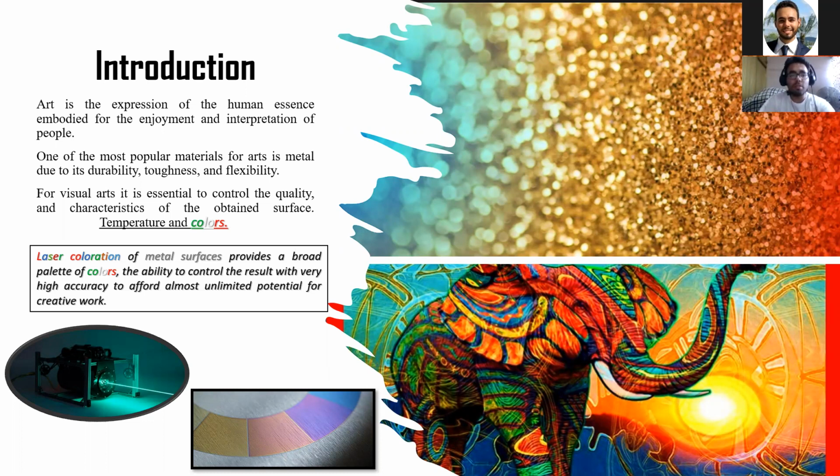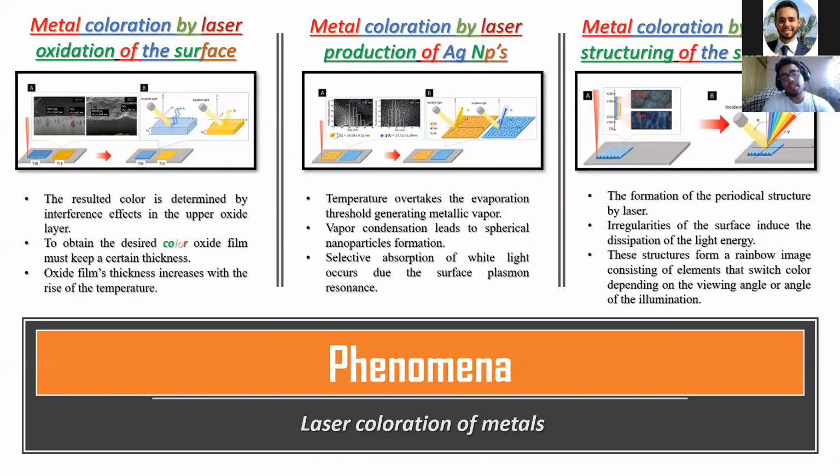The experimental results of this paper are separated into three methods. First, we have the metal coloration by laser oxidation. This method is used in order to obtain the desired color by complex oxide films, which are produced by laser, and they must keep a certain thickness to control the colors. The thickness can be achieved by the control of exposure temperature during the process.